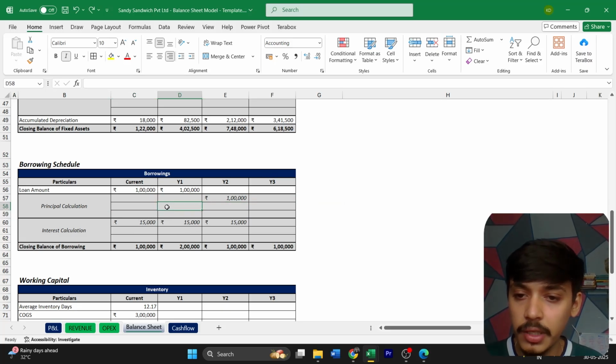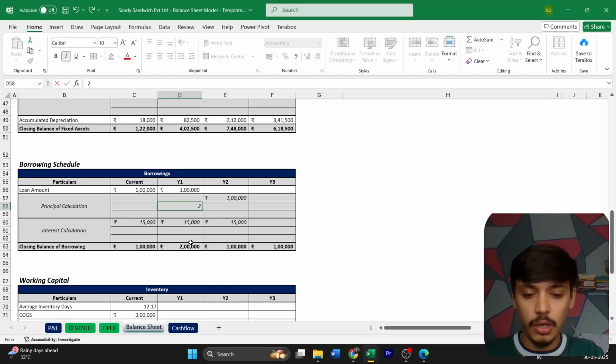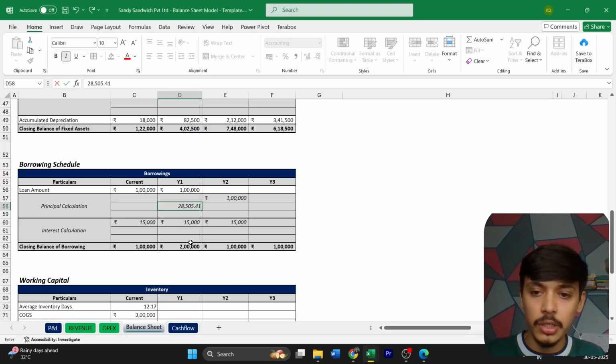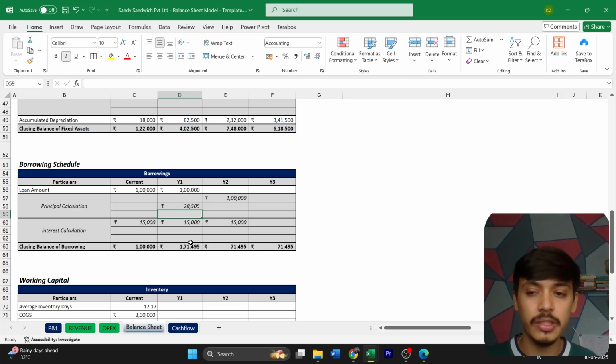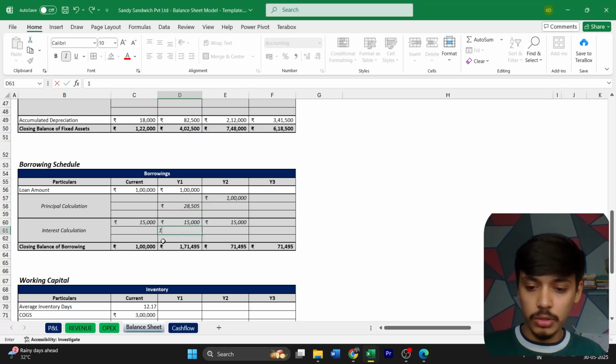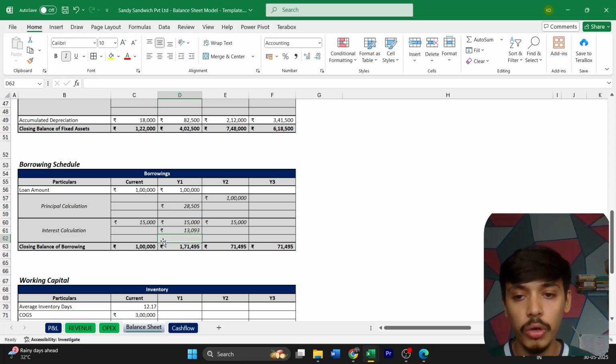So for year one, we are paying a principal of 28,505.41. We don't want to miss out on the decimal because it will give a bit of decimal error in the end. So that way we accounted for 28,000. The interest paid is 13,092.98. So that way we calculated the loan amount for year one.